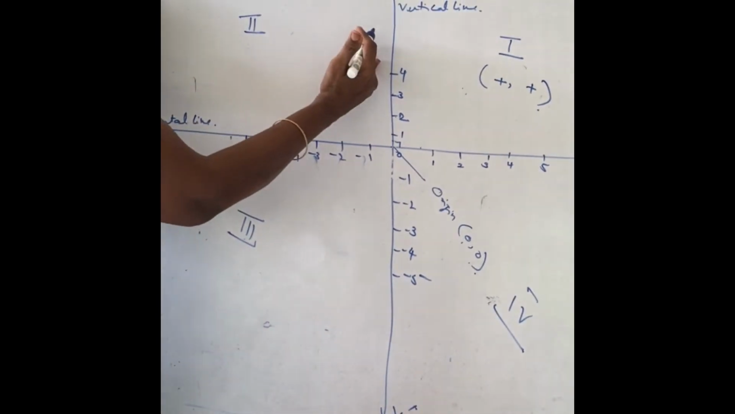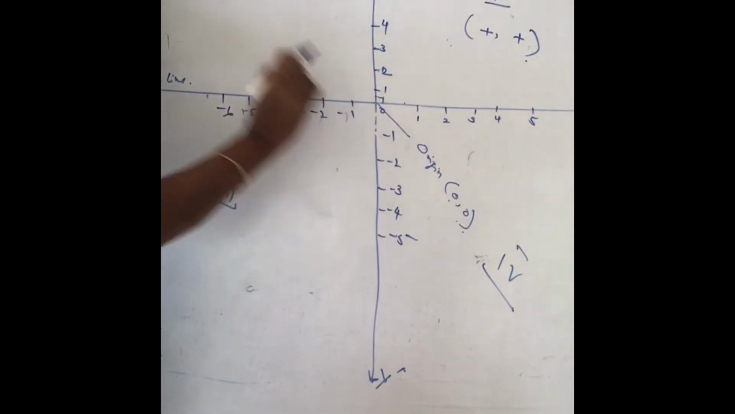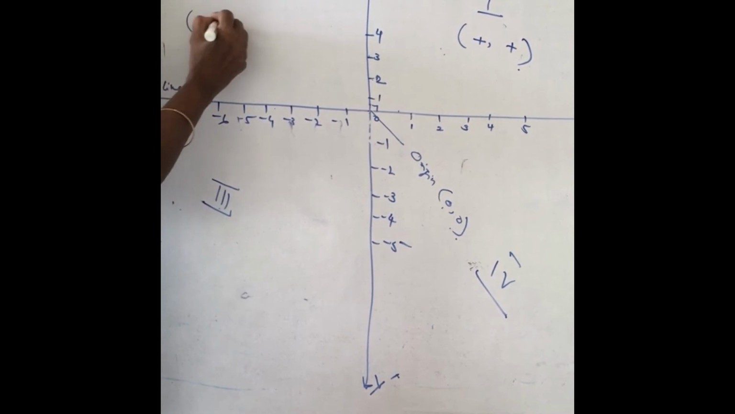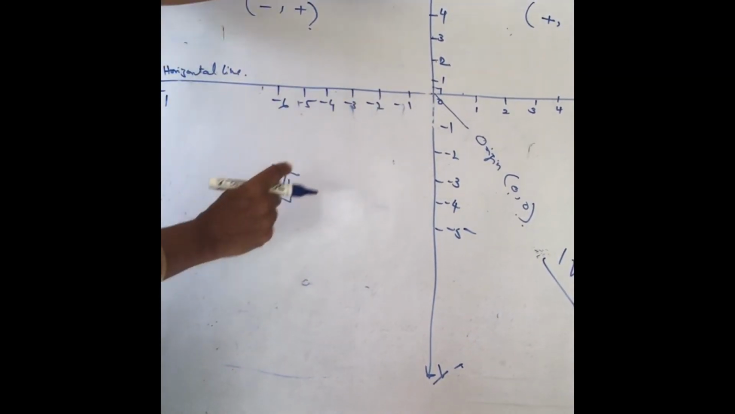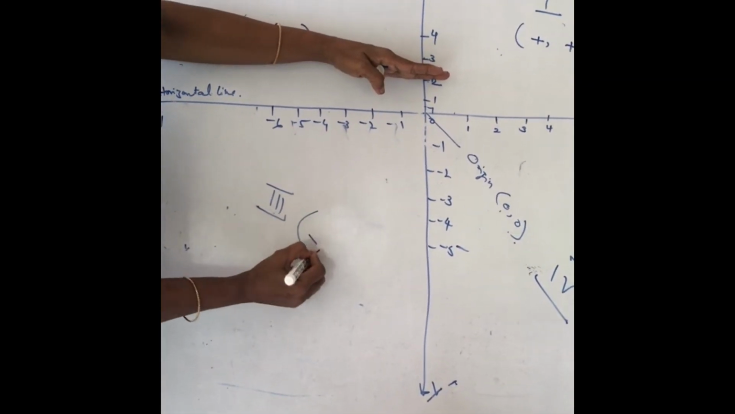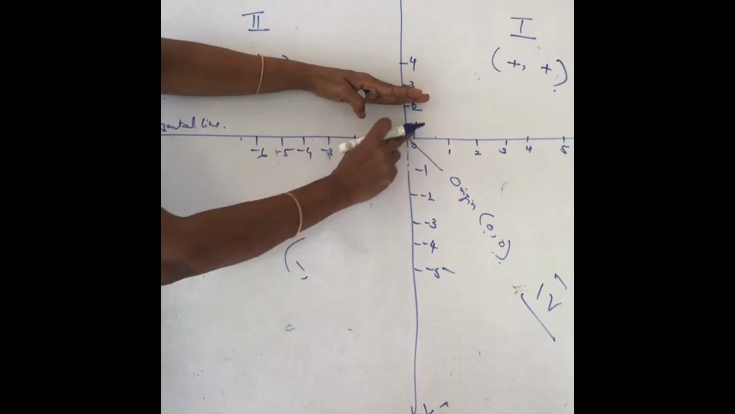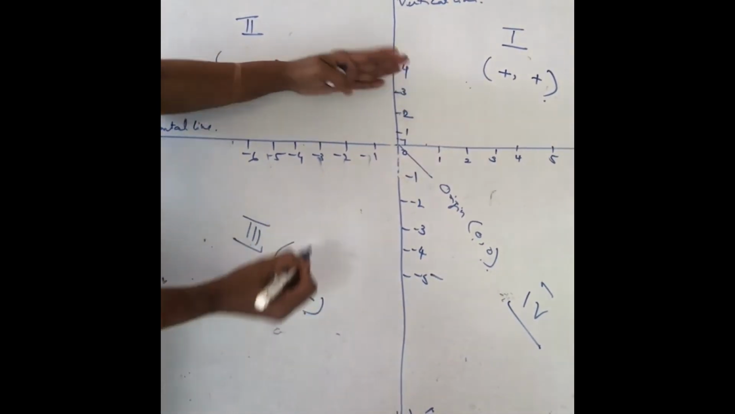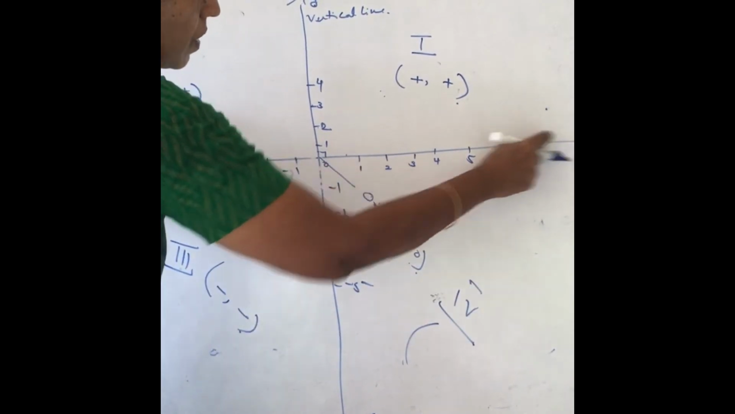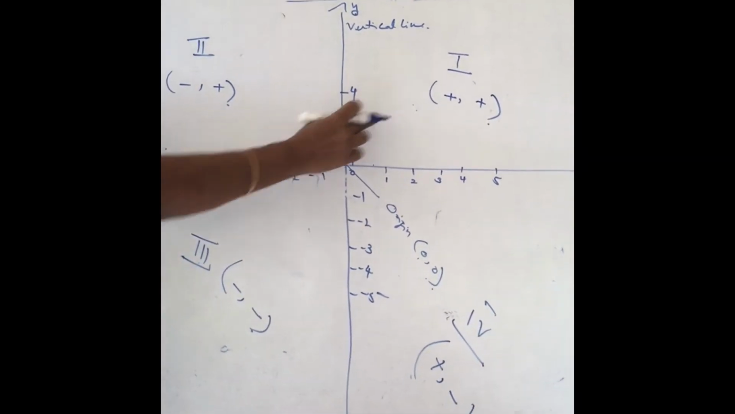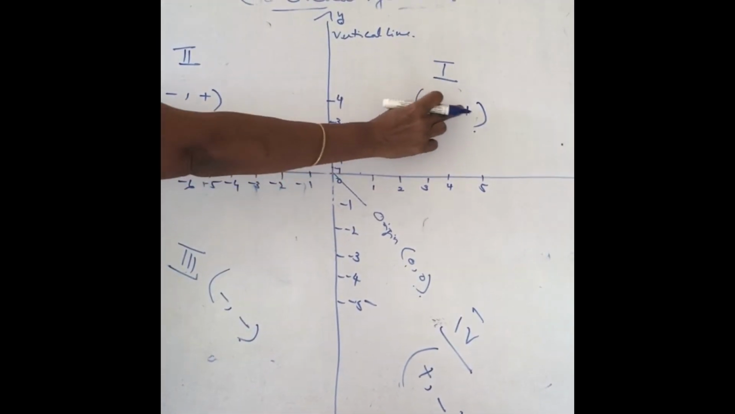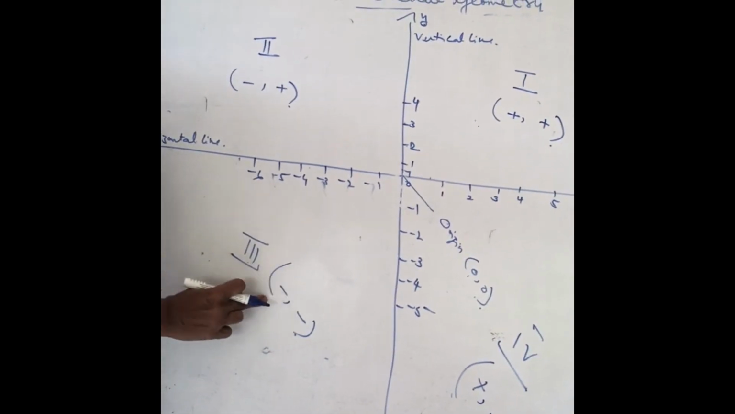When you go to the second quadrant, X is negative, Y is positive. In the third quadrant, X negative, Y negative. Fourth quadrant, X is positive, Y is negative. You can observe opposite quadrants are having the same signs. The first quadrant positive, positive. Third quadrant negative, negative.